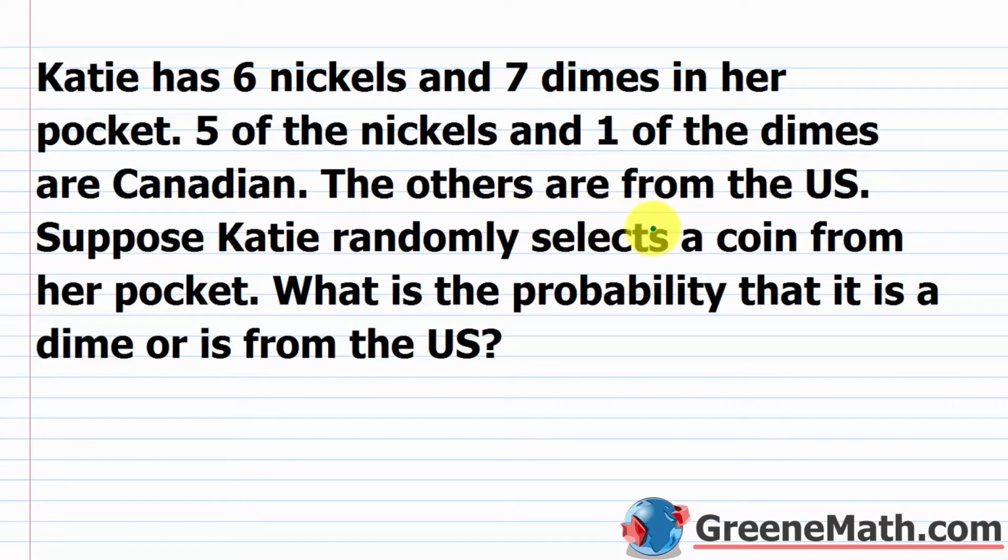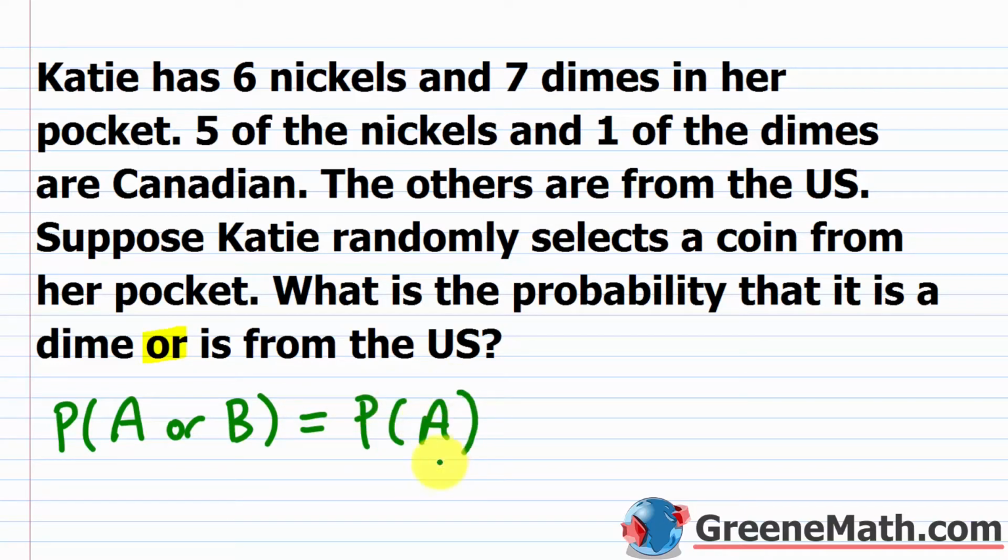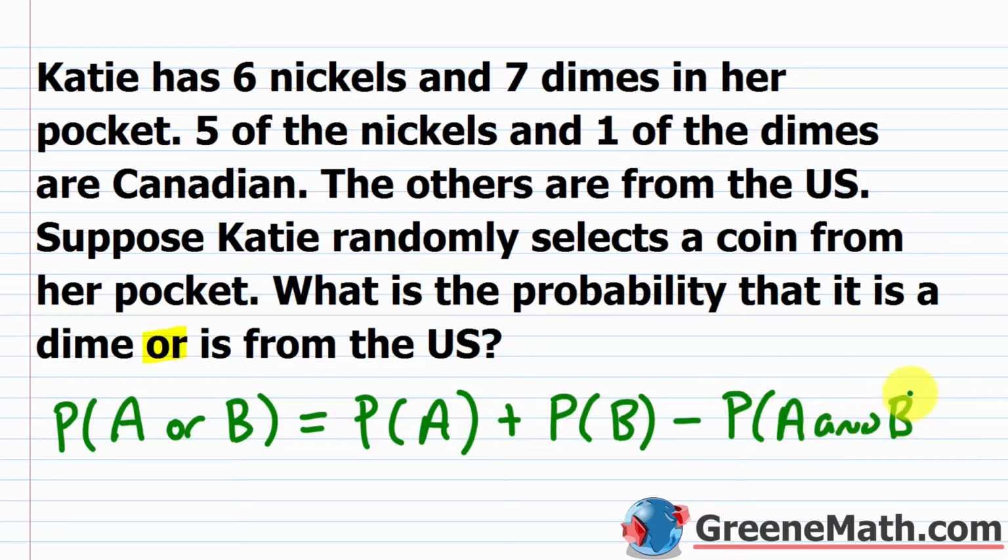Suppose Katie randomly selects a coin from her pocket. What is the probability that it is a dime or is from the US? This is the key word here, the or, okay? So what you want to be thinking about is the probability of some event A happening or some event B happening is the probability of the event A happening plus the probability of the event B happening minus, okay, this is important, minus the probability of A and B happening, okay?